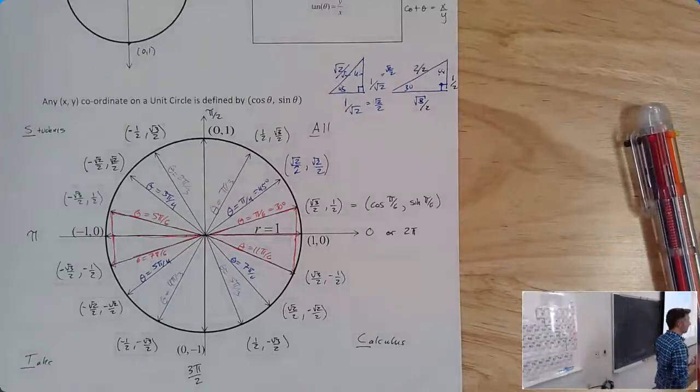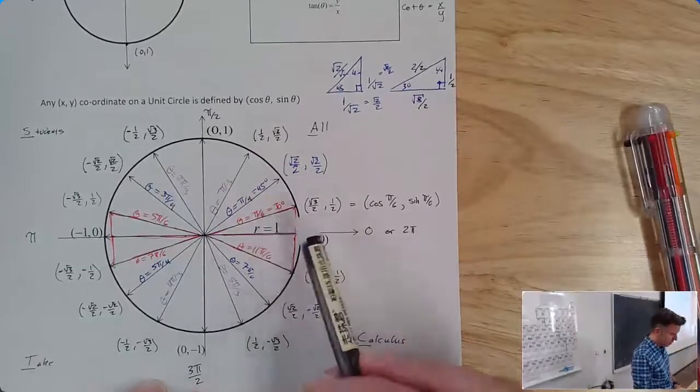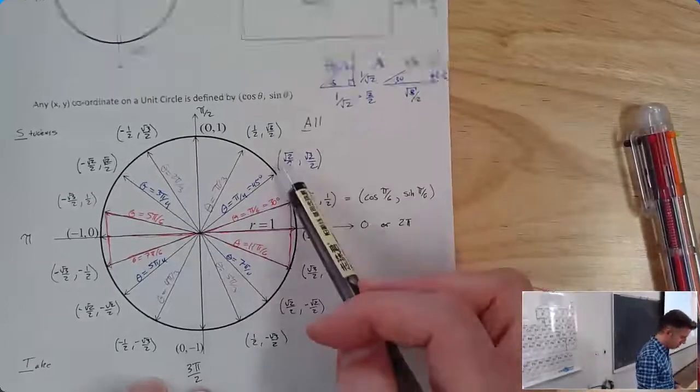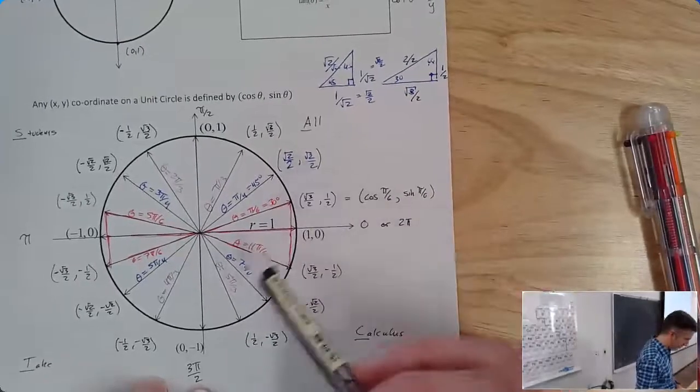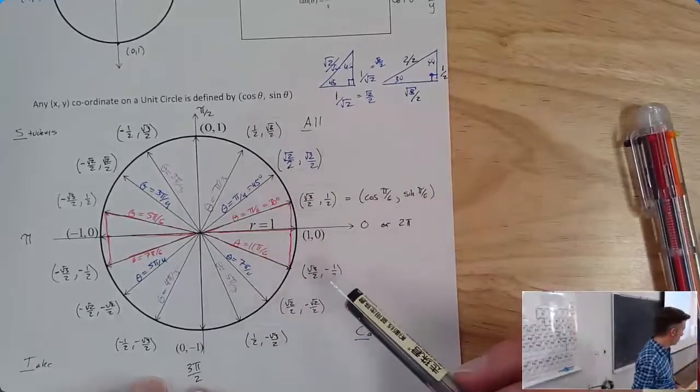I wouldn't recommend memorizing all of this because I'm not good at memorizing things. It's just not a skill I have particularly developed in my life, which is unfortunate. I would memorize what's going on in quadrant 1. For pi over 6 radians, cosine is root 3 over 2, sine is 1/2. For pi over 4 radians, cosine and sine are both the same. For pi over 3 radians, cosine is 1/2, sine is root 3 over 2.